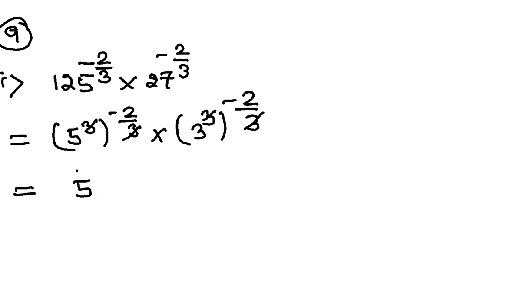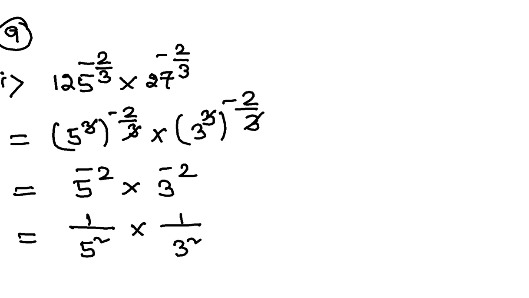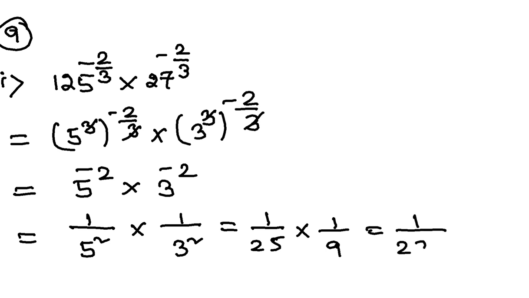So you are left with 5 to the power minus 2 into 3 to the power minus 2. 5 to the power minus 2 means 1 by 5 square. And 3 to the power minus 2 means 1 by 3 square. So 1 by 5 square means 1 by 25. 1 by 3 square means 1 by 9. 25 into 9 is 1 by 225. This is the final answer. Alright. Now take question number 2.